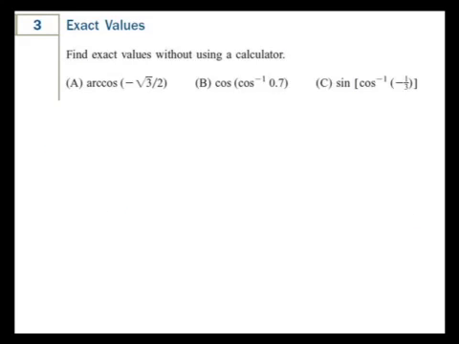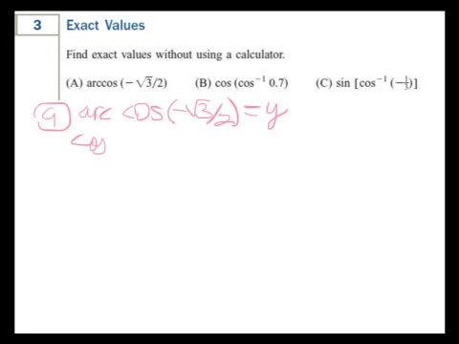Okay, let's go on to finding the exact values in problem number 3. And with problem number 3, first thing we're going to look at is the arc cosine of -√3 over 2. And so with A, we've got the arc cosine of negative square root of 3 over 2 is equal to y. And so we've got that the cosine of y is equal to negative square root of 3 over 2.